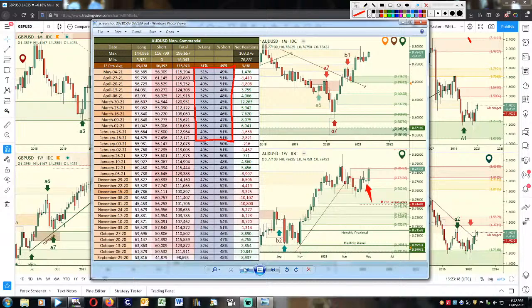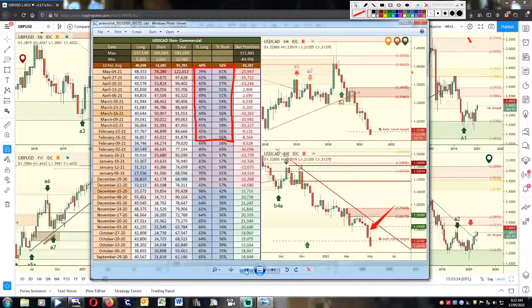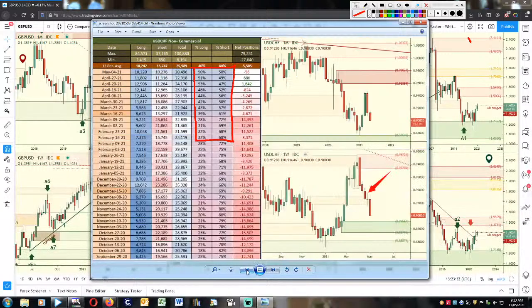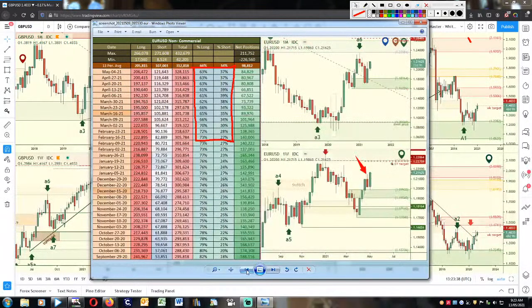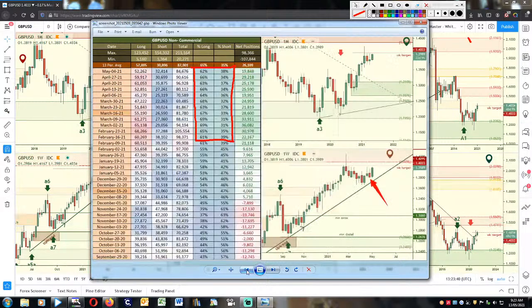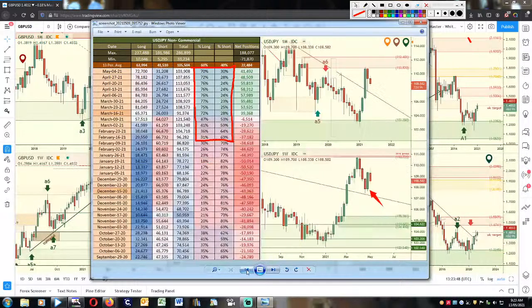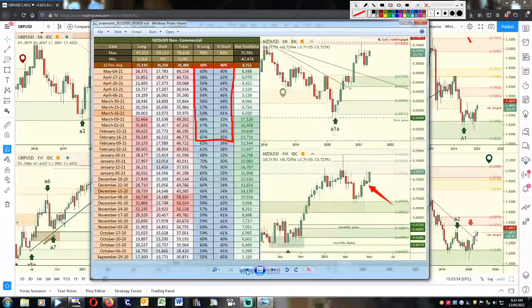Aussie has been somewhat neutral for a long time, 51%. US CAD, that's strong, bearish. That's the one that we made money on shorting. US Swiss went from bearish to neutral. Euro, very bullish to less bullish. Pound, sitting at 62%, but no strong momentum. US dollar Japanese yen, bearish to bullish to neutral. And Kiwi, bullish to neutral to a little bit of bullish.